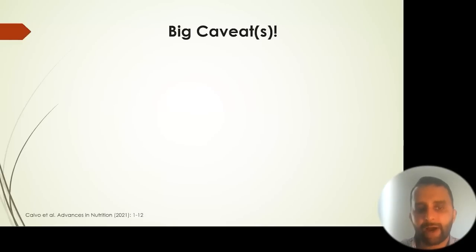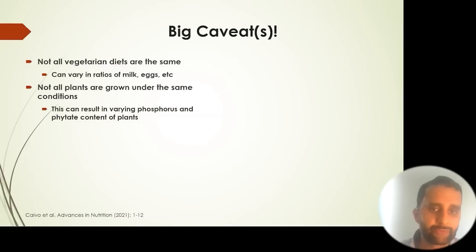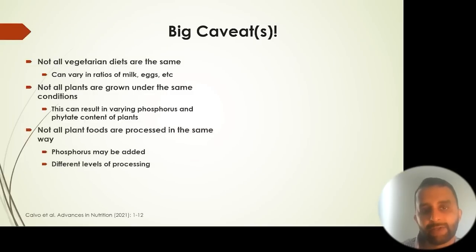There are a few caveats that were recently published. Not all vegetarian diets are the same, and they can vary in their ratios of milks and eggs, and we talked about the different types of vegetarian diets a little bit earlier. Those variations, especially if you include more animal products, can contribute to a higher absorption of phosphorus. The other thing is that not all plants are grown under the same conditions. So even though in general we say that plant foods have lower bioavailable phosphorus, the ultimate amount that is absorbed can vary because the plants may have different amounts of phosphorus and phytate depending upon their growing conditions and varieties within a subtype of a plant.